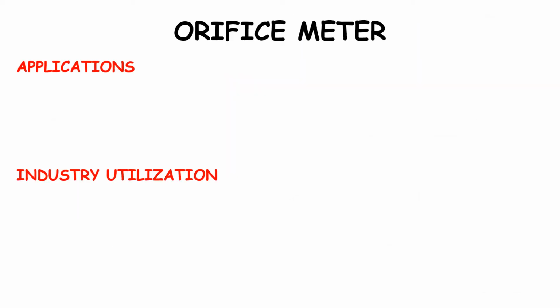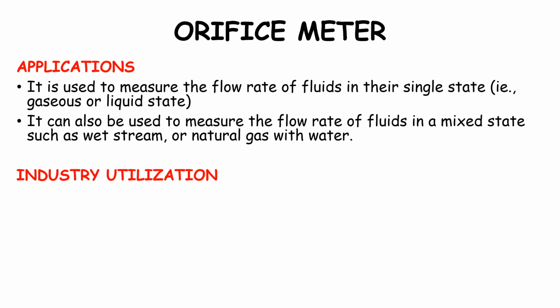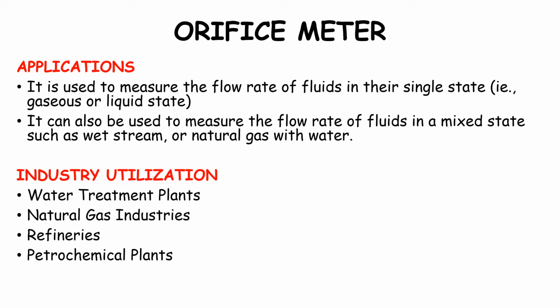Before going into the working principle of an orifice meter, it would be helpful to study the application and the industry utilization so that you can picture how and where it is used. The applications are: it is used to measure the flow rate of fluids in their single state, either gaseous or liquid. It can also be used to measure the flow rate of fluids in a mixed state, such as wet steam or natural gas with water. Industry utilization is in water treatment plants, natural gas industries, refineries and petrochemical plants. I've limited it to four, but there are many more uses.